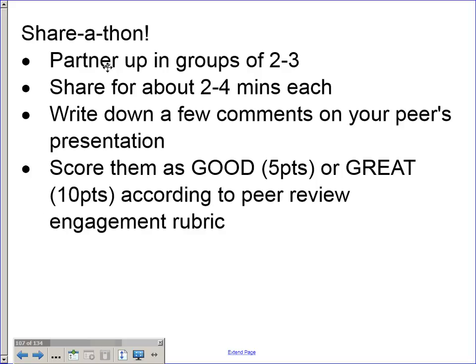This is where the last part of the rubric comes in. It's the engagement piece of your peers. If he's doing a great job presenting, I'm like, yeah. So the two options are, they did a great job or they did a good job. Good is 5 points. Great is 10 points. If you're saying they're in between, you have to pick a side. There is no in between. That's what I want you to write down from your peers: a couple of comments, and then give me a score on good or great.